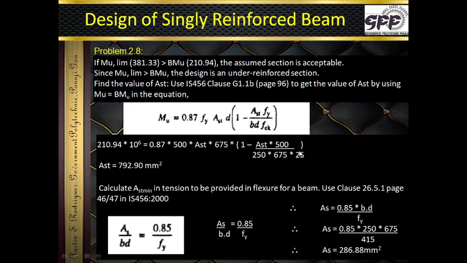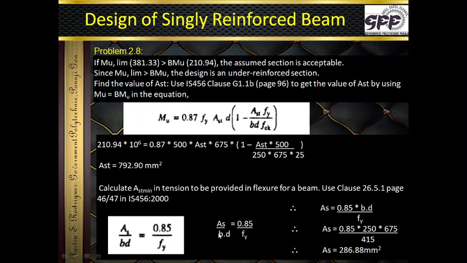So solving this, we come to know that the steel required for a moment of 210.94 into 10 raised to 6 Newton mm, that is the ultimate moment, is 792.90 mm square. Now having got this, we have to give the check for minimum steel. So minimum steel to be provided in the beam is given in clause 26.5.1, page 46-47 in the code IS 456 2000. So AS upon BD equal to 0.85 upon Fy.